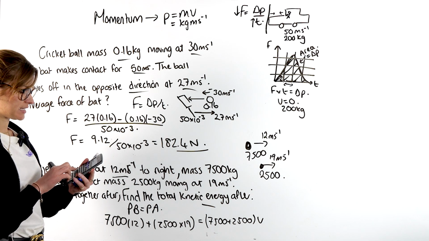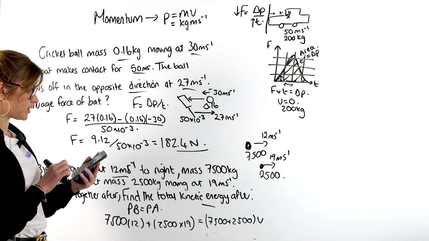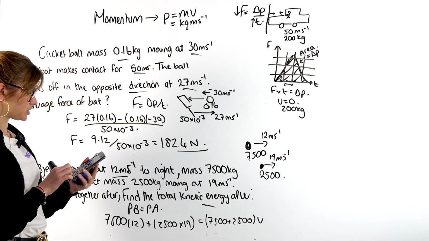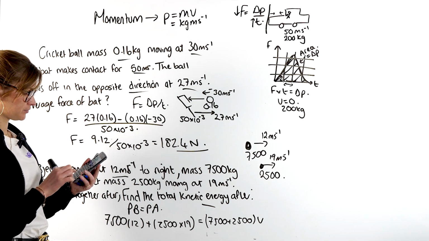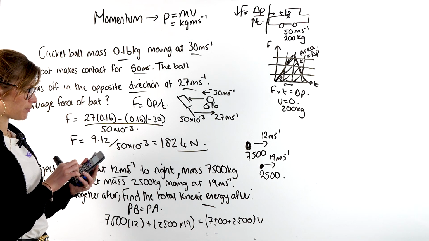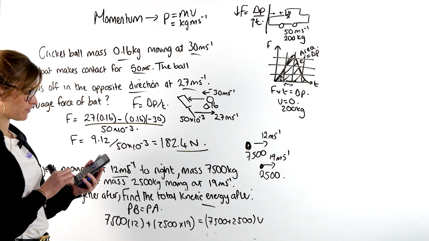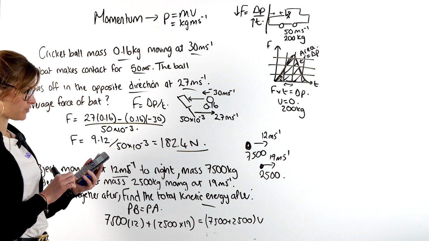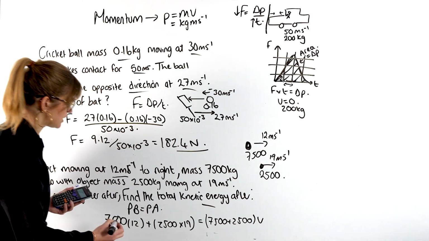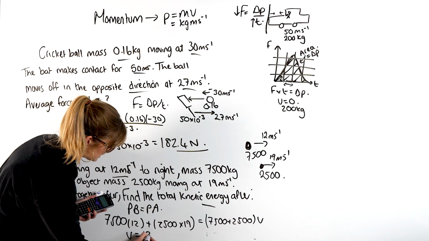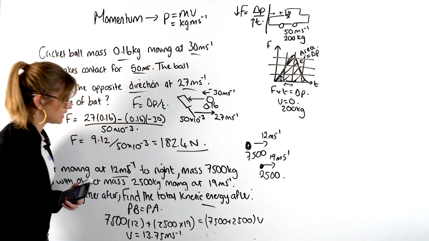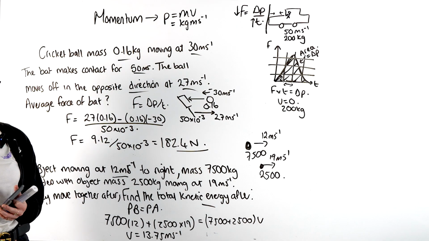So all we're doing here is 7,500 multiplied by 12. We're going to add on 2,500 multiplied by 19. And we divide that number by the combined mass, which is 7,500 plus 2,500, to get what our V is. And our V comes out there, our final speed comes out at 13.75 meters per second.